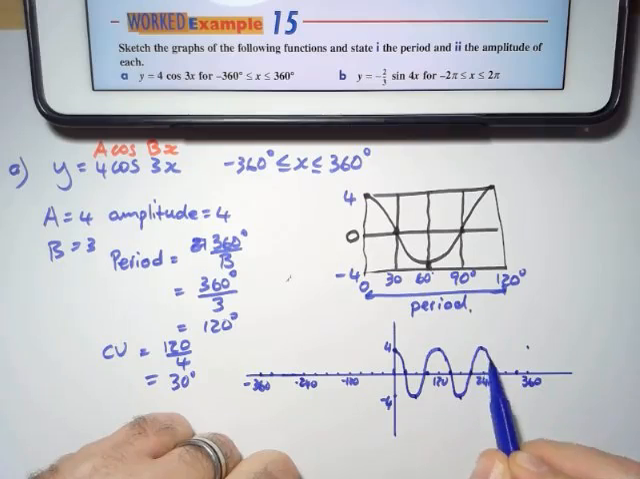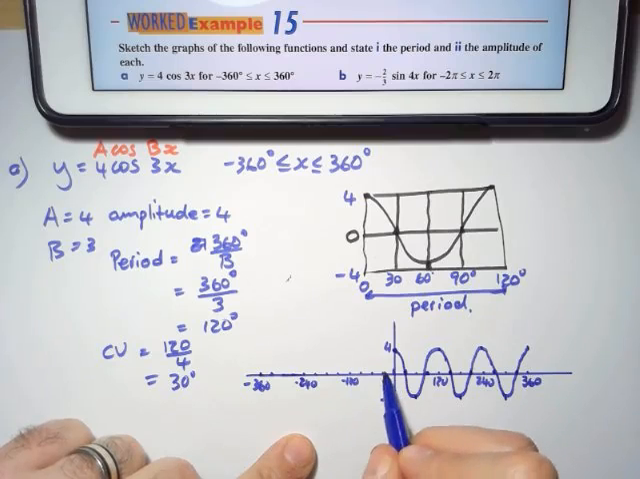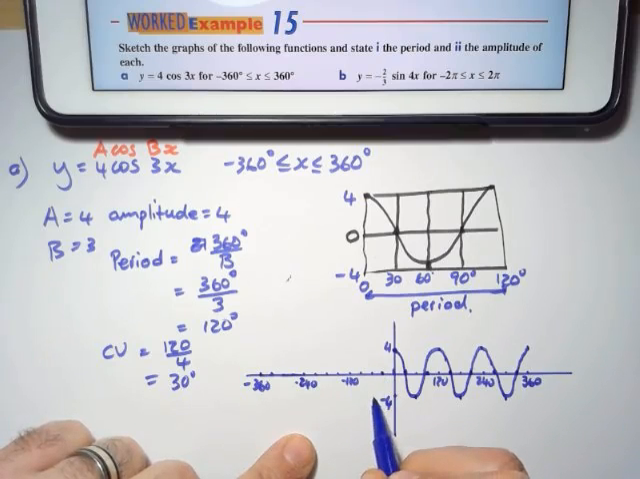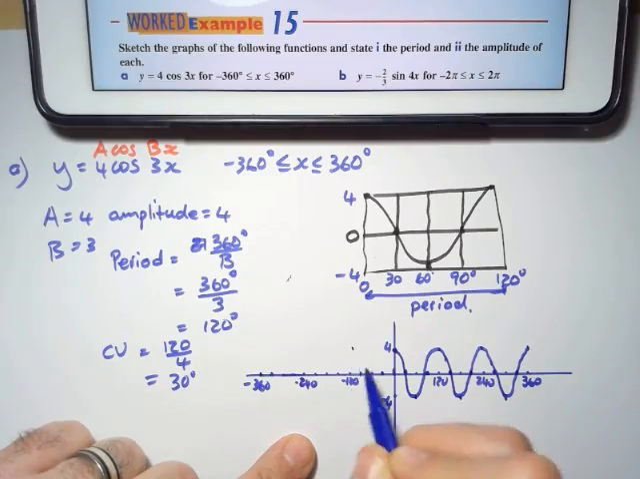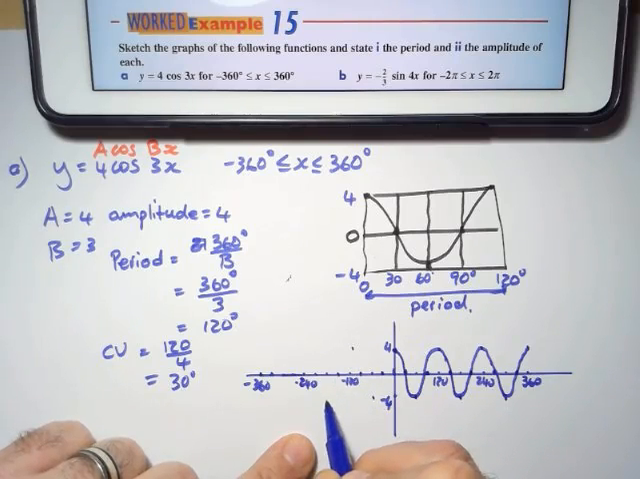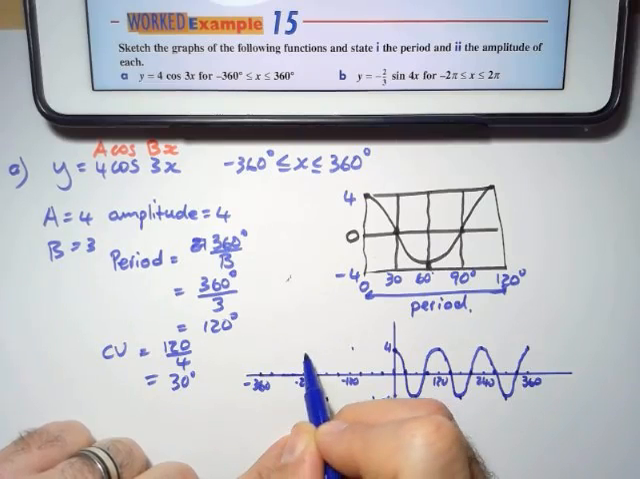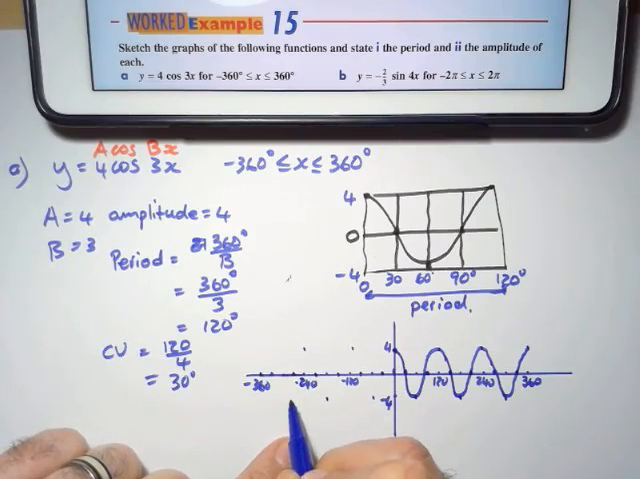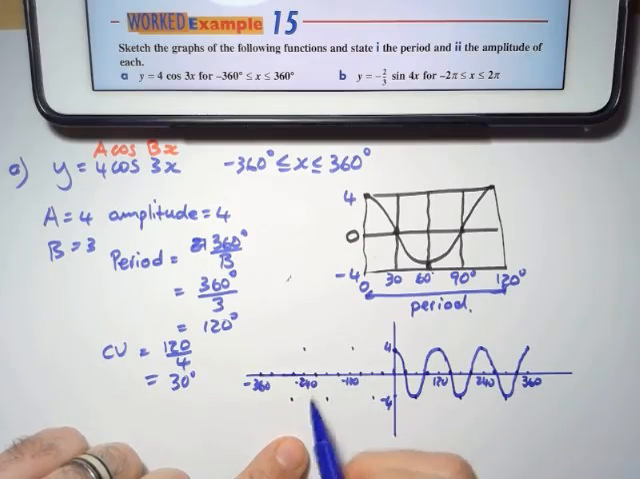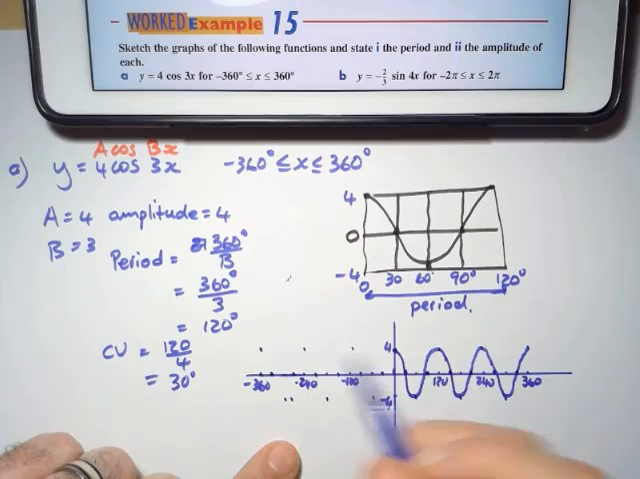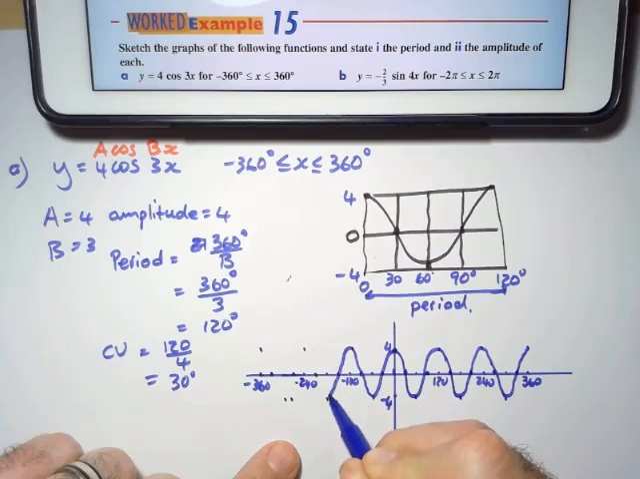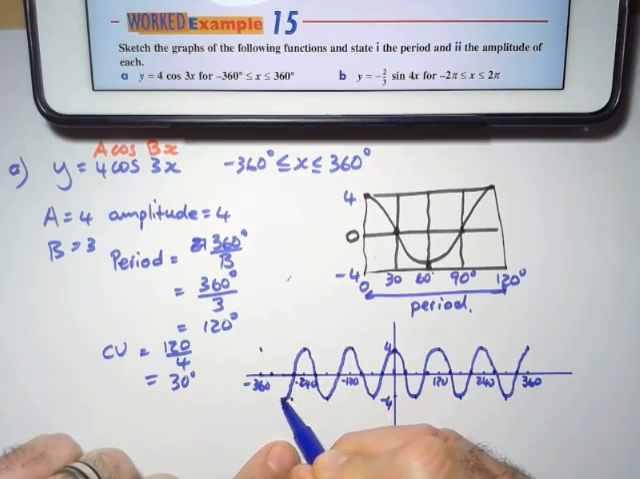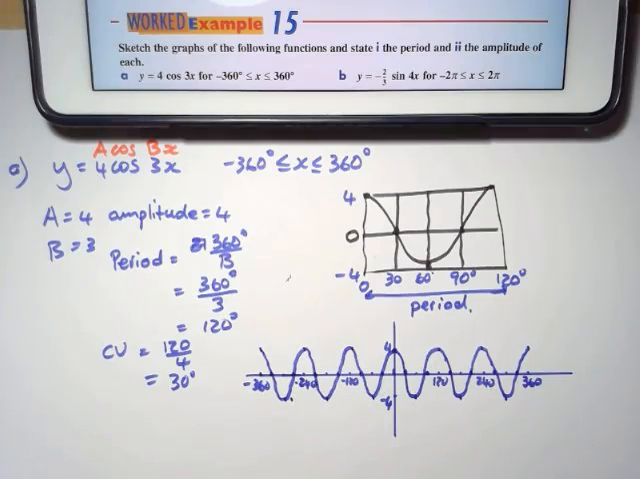So I can easily draw my graph, and the same in this direction. Intercept, turn, intercept, turn, intercept, turn, intercept, turn, finish. So then the same in the opposite direction. And there's my graph from negative 360 to positive 360.